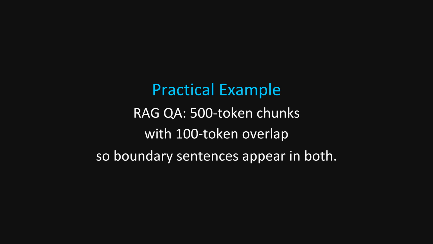In a RAG question answering system, you might split a long technical report into chunks of 500 tokens with a 100 token overlap, so key sentences that span a boundary appear in both chunks. This makes it more likely that similarity search, using embeddings like the ones described in our Embeddings in AI video, retrieves a chunk that still contains the full context needed to answer the question correctly.